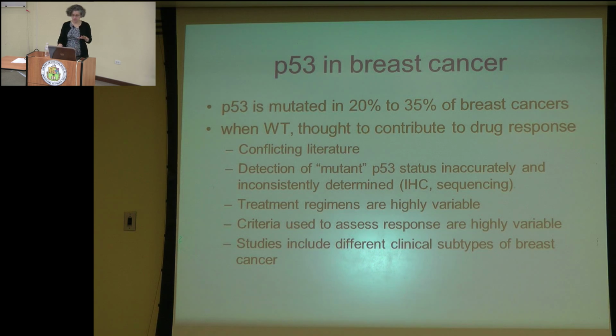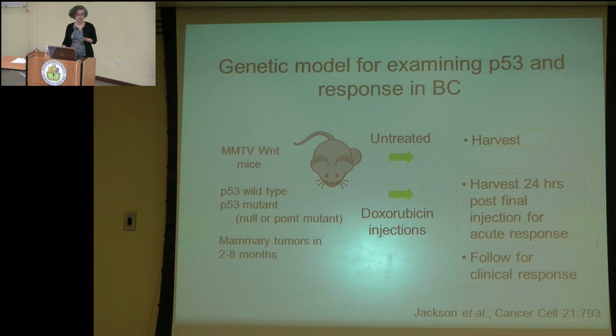Okay, so Jim really wanted to address that in a model system. And this is the model he decided to use. Okay, this mouse expresses the MMTV Wnt oncogene. This is an oncogene that we know contributes to cancer in humans. And this mouse develops mammary tumors within a 2 to 8 month window. So this is the only alteration this mouse has. It expresses Wnt in the mammary gland and it gets breast cancer.